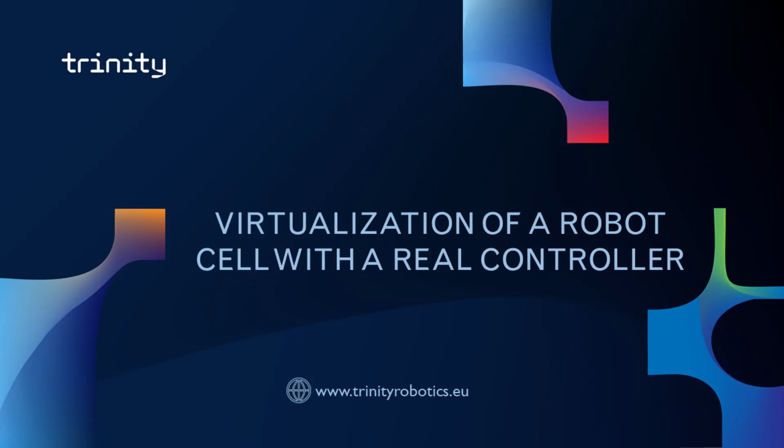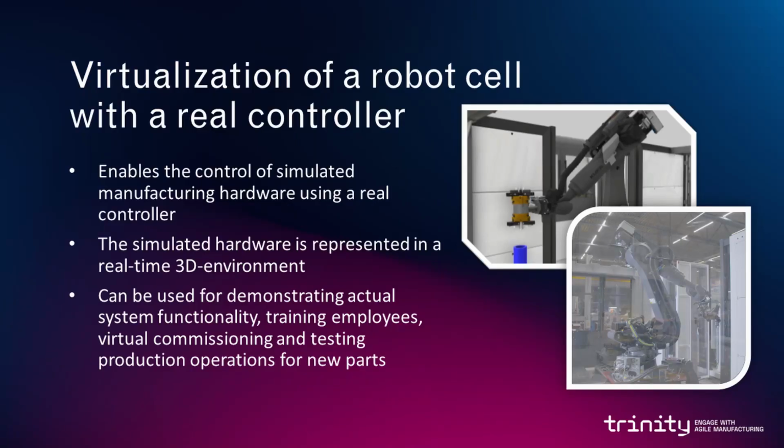Hello everyone. This video introduces a TRINITY module, Virtualization of a robot cell with a real controller. The module is a component of the TRINITY use case, Virtualization of a robot cell with a real controller. Since the use case only has a single module, they both have the same name. The presented technology falls into the technical readiness level 6. So it should not be considered as a ready industrial solution.